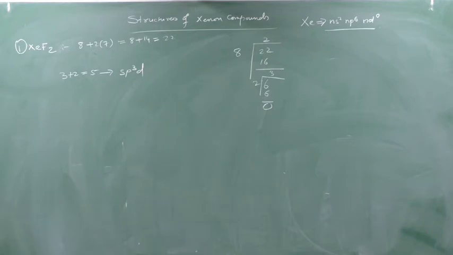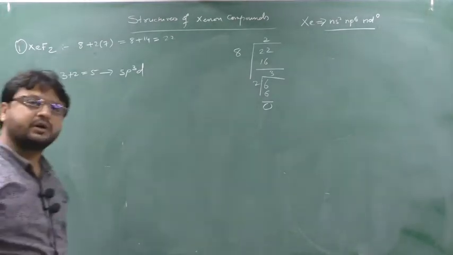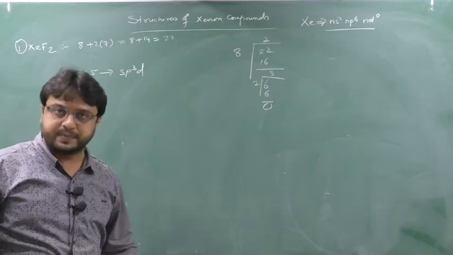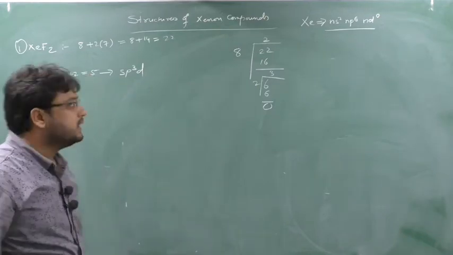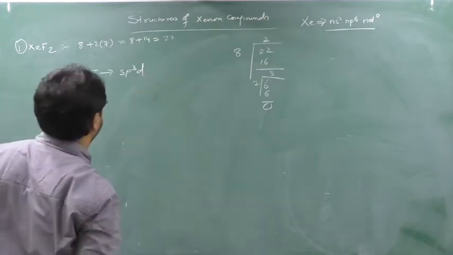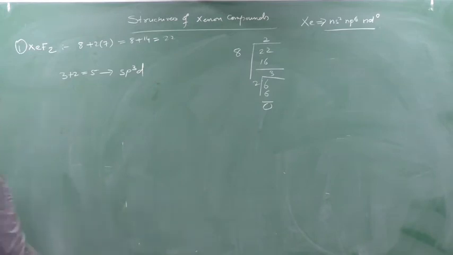So sp3d, what shape is that? 3 plus 2, 5. The expected shape is trigonal pyramidal, but it is not actually trigonal pyramidal. Why? We will see this.